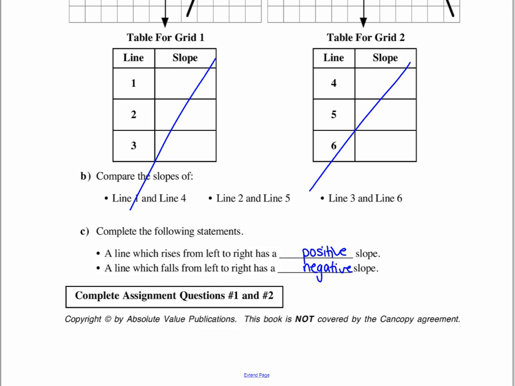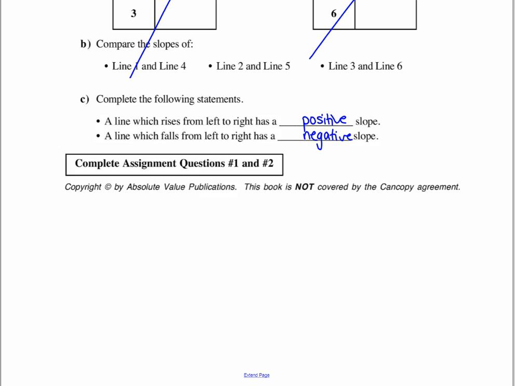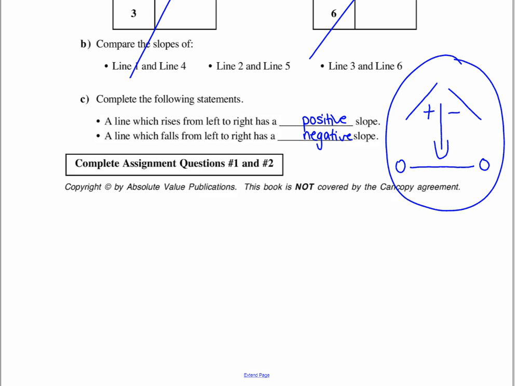So you can also use slope man to help you figure that out. And slope man looks like this. So that would be rising to the right, positive. Falling to the right is negative. A vertical line is undefined slope, and a horizontal line has a 0 slope. And that, my friends, is slope man. He's sad or something, but cute.